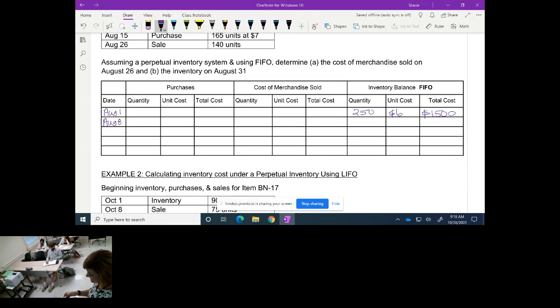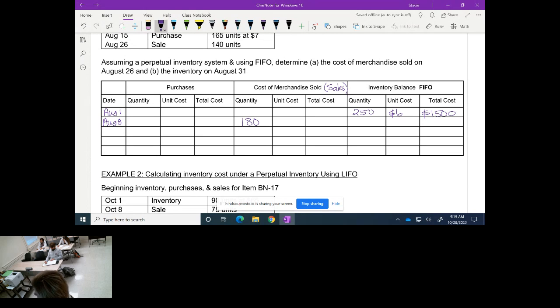We have a sale, so we're not going to put anything in purchases. We're going to put it under cost of merchandise sold. This is where your sales will go. We're not going to do anything with a sales price or anything like that. We're just looking at cost. So we are selling 180 units.